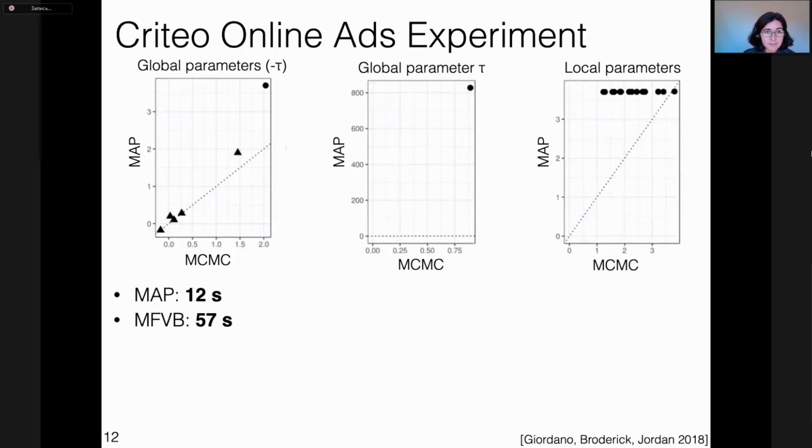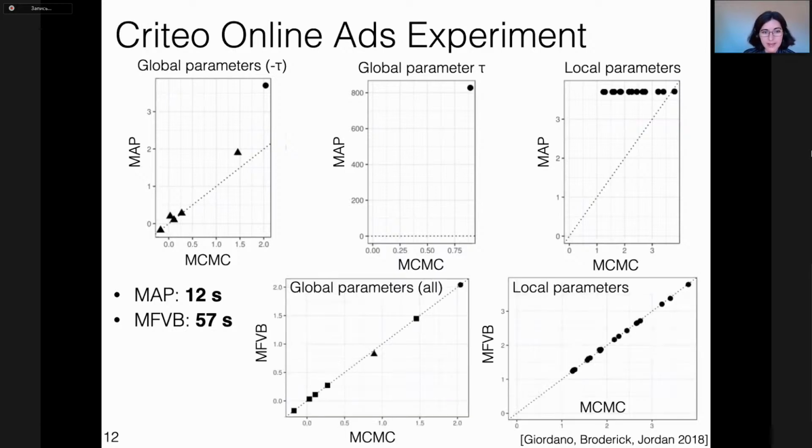Okay, well, let's try mean field variational Bayes. In this case, it's actually not much more expensive. It's only 57 seconds. That's not too bad. And it turns out it just gets everything really well. So here we're seeing all the global parameters, which we can finally plot on the same scale because there isn't one that goes off by orders of magnitude. And so we're seeing the mean field variational Bayes approximations of the posterior mean compared to Markov chain Monte Carlo approximations of the posterior mean. And these look really good.